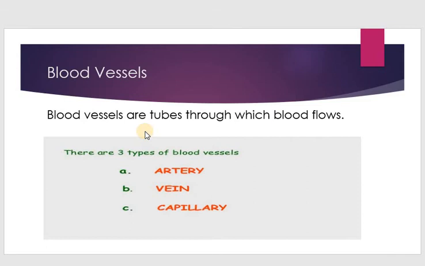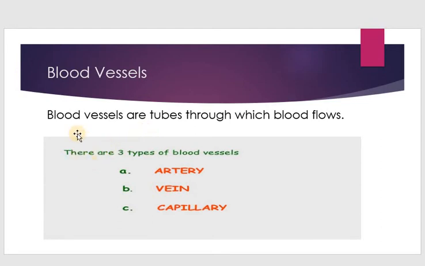arteries. Some blood vessels carry blood from different parts of the body back to the heart. They are called veins. The blue lines you see on your hand are veins.